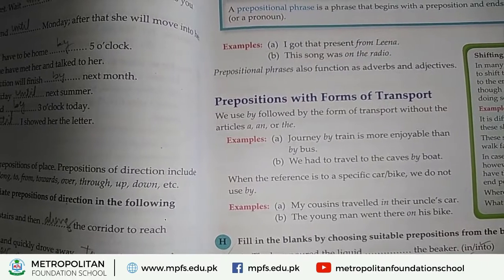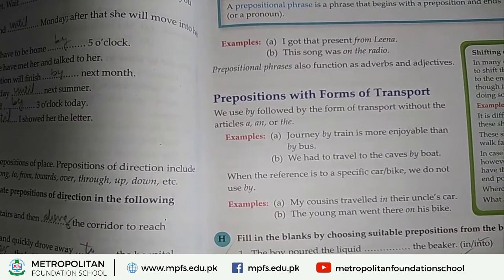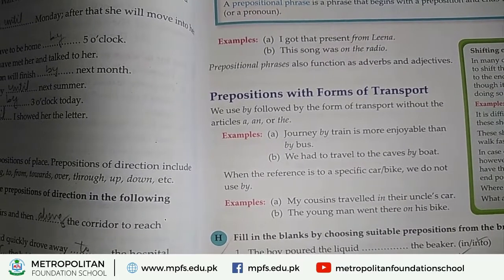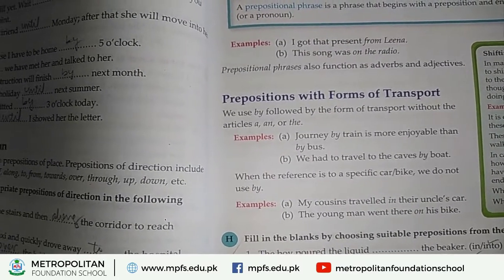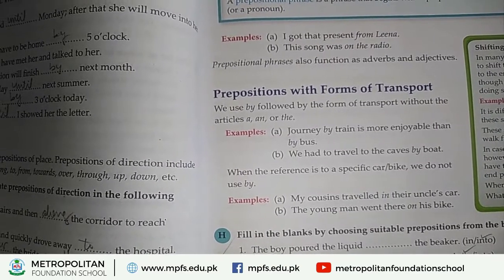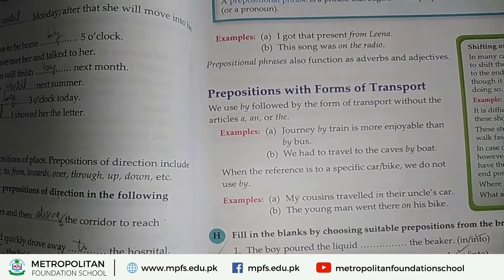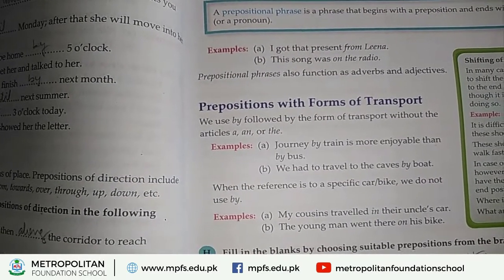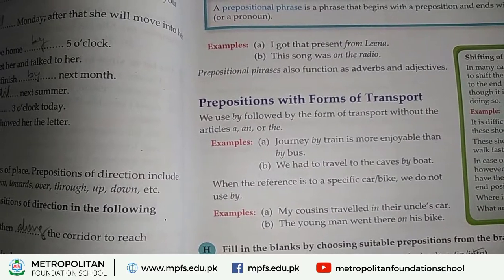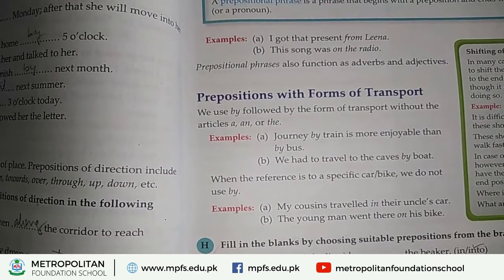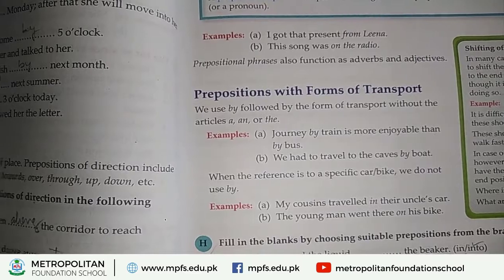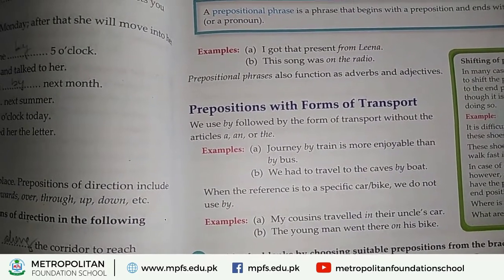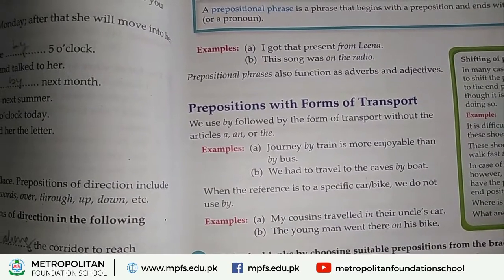Prepositions with forms of transport. Here we use by followed by the form of transport without the article a, an, or the. Example, a journey by train is more enjoyable than by bus. We had to travel to the camps by boat. When the reference is to a specific car or bike, we do not use by.